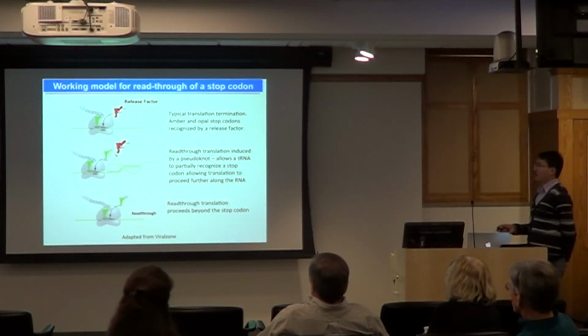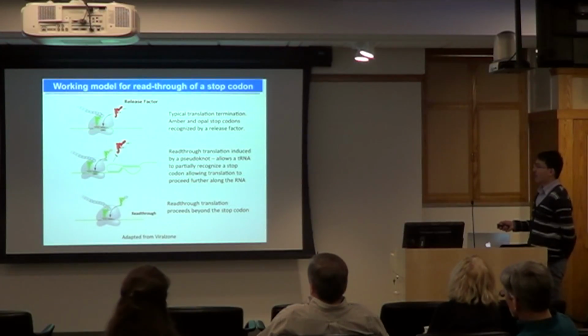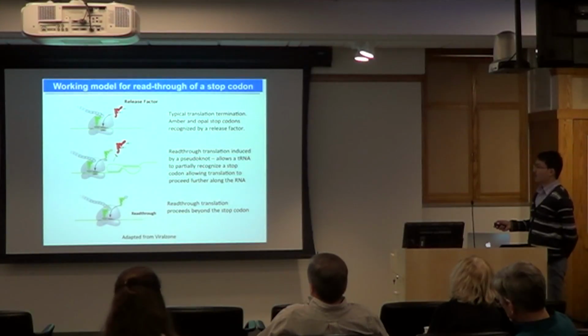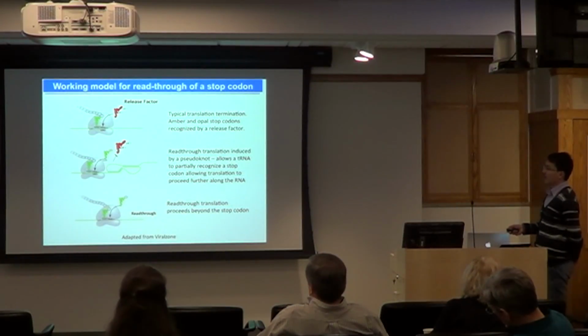So here is the proposed working model for read-through of the stop codon. When translation reaches the stop codon, the release factor will come and arrive at the stop codon. Then the ribosome will get released, so translation will terminate. However, when a very complex structure forms near the stop codon, it will inhibit the release factor from coming, and then translation past the stop codon will continue, and that means read-through translation.